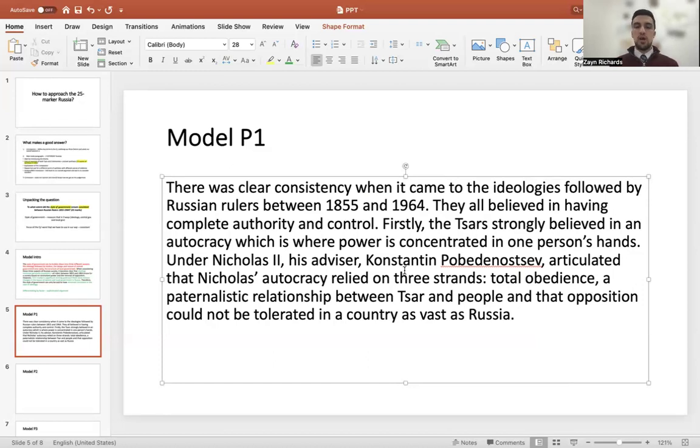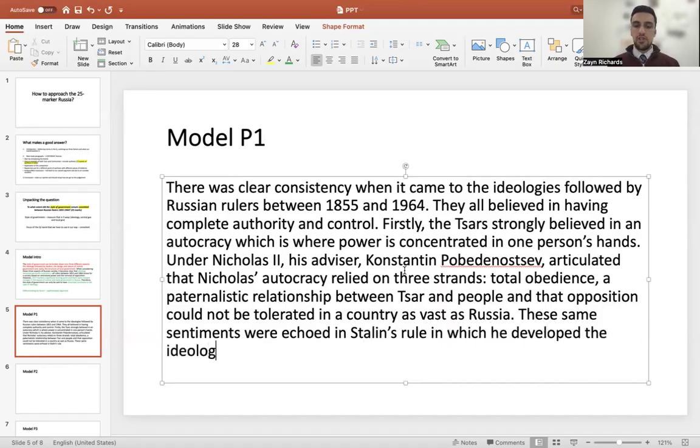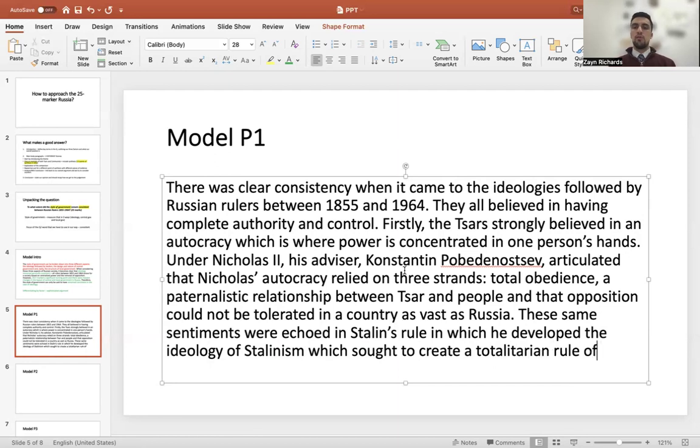And then I'm going to use some kind of synthesis. So I'm then going to try and do a comparison. If you don't know what synthesis means, it means when I'm doing comparative connectives. So this is my comparison, this is my synthesis. I'm then going to say these same sentiments were echoed in Stalin's rule, in which he developed the ideology of Stalinism, which sought to create a totalitarian rule over Russia.